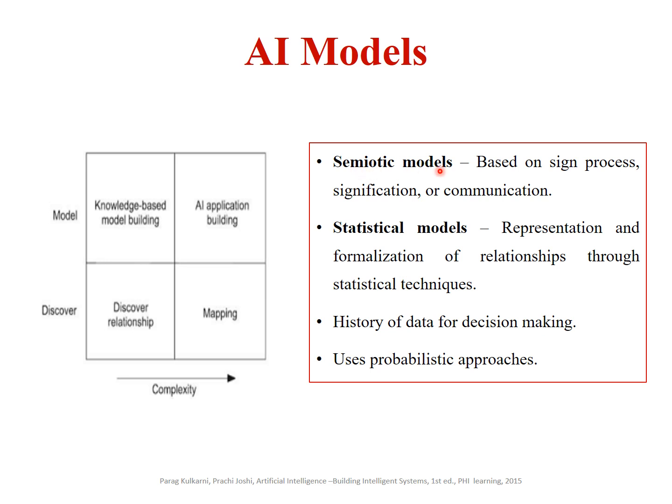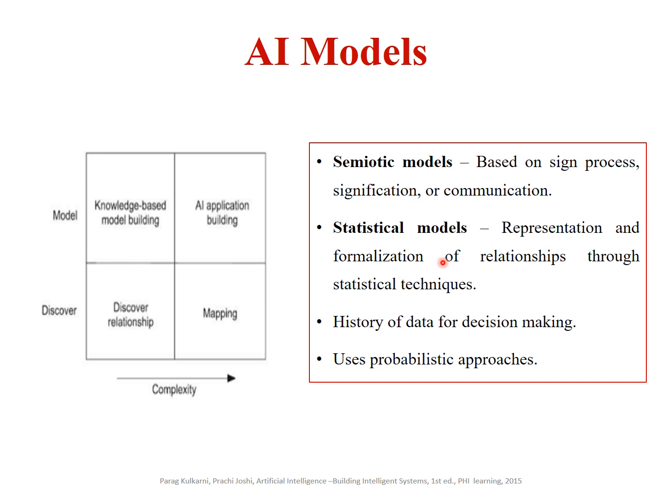And these are the two models, semiotic models and statistical models. The semiotic models are mainly based on signs and their processes, that's semiotics. They focus on how meaning is assigned and communicated using signs and codes.